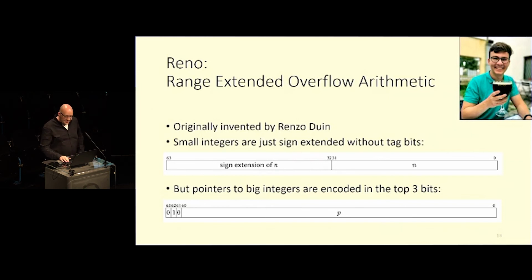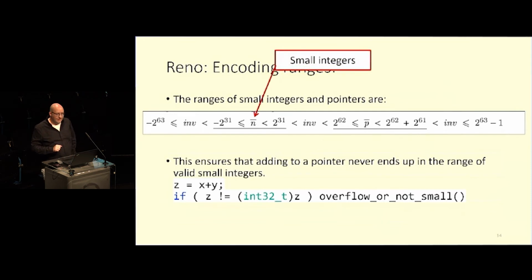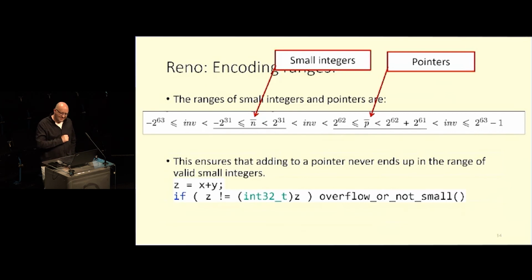So he came up with this idea. Again, we use half-word sign extended numbers, but no bottom tags. But in the pointers, I use the top 3 bits, and I set it. I add 2 to the 62. And then it turns out that you get ranges in the 64-bit space where the small integers are 32-bit, and there's a pointer range starting after 2 to the 62.